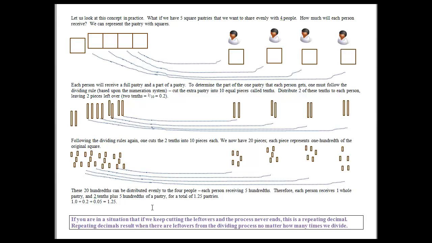Now, if you're in a situation that you have to keep cutting the leftovers and the process never ends, this is what a repeating decimal is all about. Repeating decimals result when there are leftovers from dividing the process no matter how many times you divide. Pi would represent a repeating decimal. You cannot represent that in fractional form because it never stops. It keeps going forever.